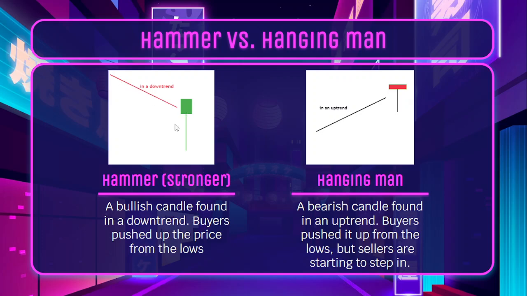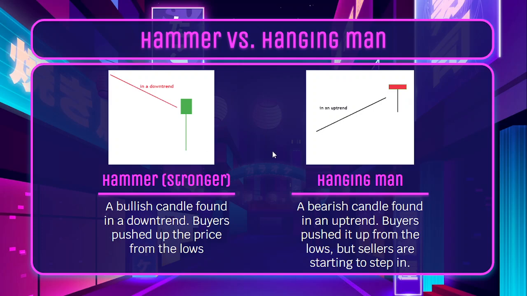So these happen in a downtrend where sellers push the price lower, but then buyers decided to step it up. They saw value and they're going to push price all the way up to the high of the day. So these are found in a downtrend, and that is a strong signal.